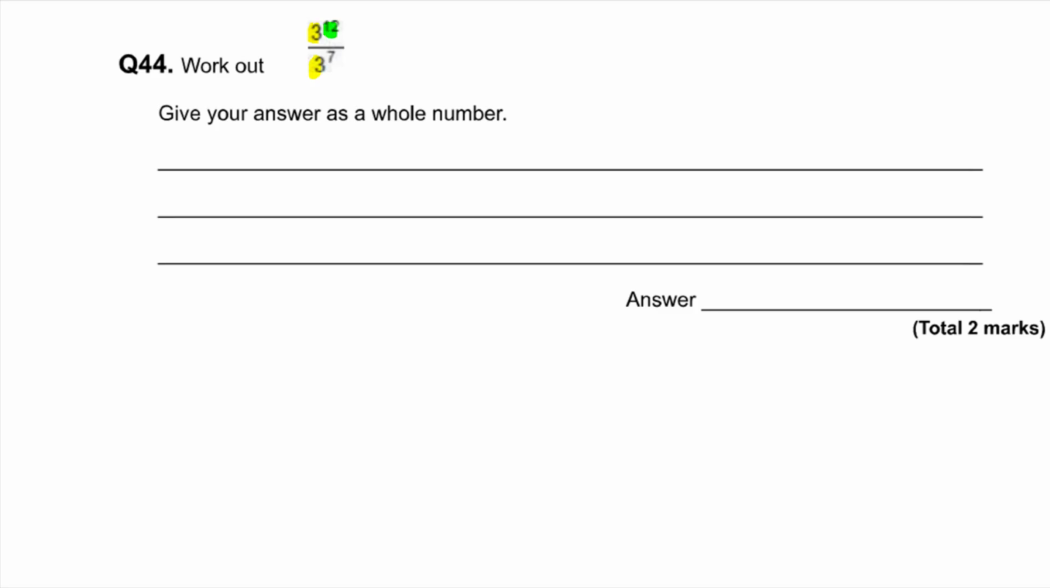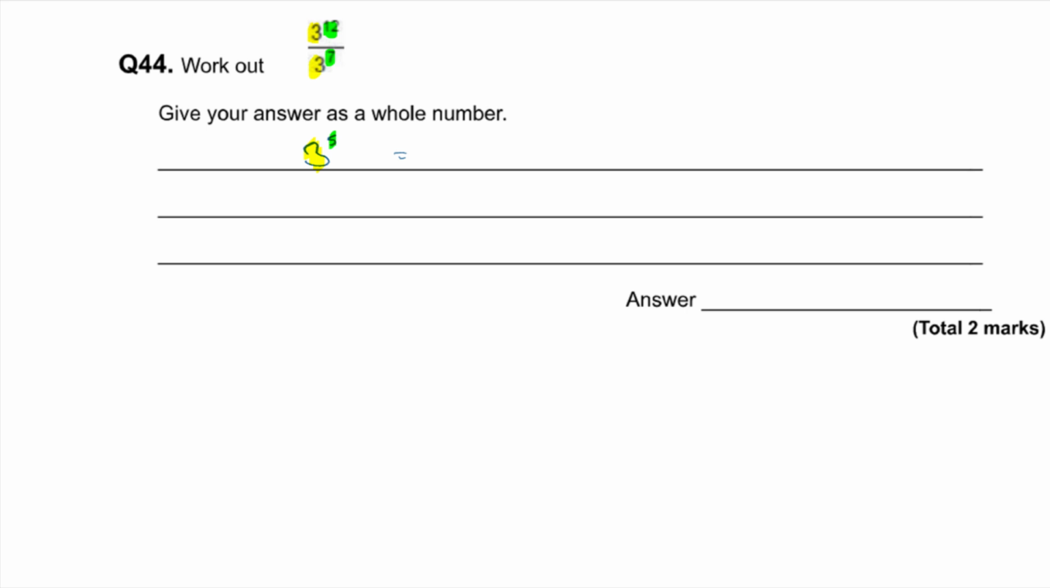So I'm going to be subtracting these indices from each other when I divide them through. So 3 to the 12 divided by 3 to the 7 is going to be 3 to the power of 12 minus 7. That's 3 to the power of 5. Now if I want to give that as a whole number, I'm going to have to work that out then, aren't I? So what is 3 to the 5?